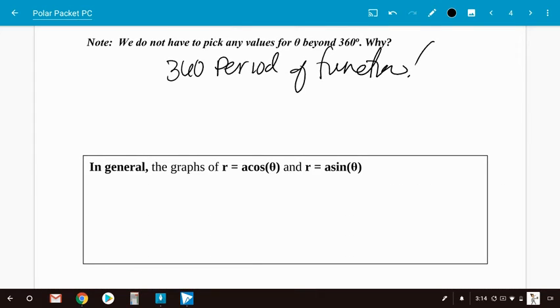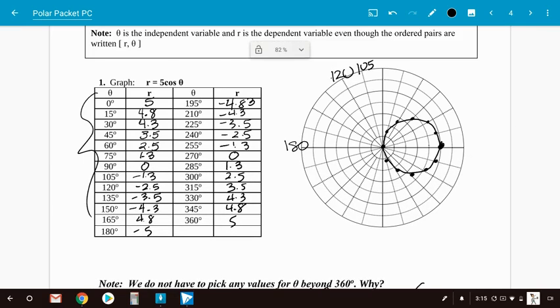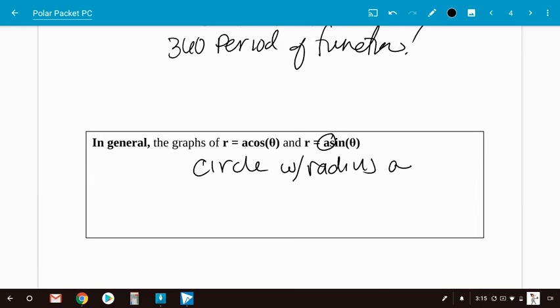So what you need to know about this, though, is that any of them that are r equals a number times cosine theta or r equals a number times sine theta are just circles with radius of that number there, a, that you can graph. And you'll see this one is a circle with radius 5. Okay, so there is that one.